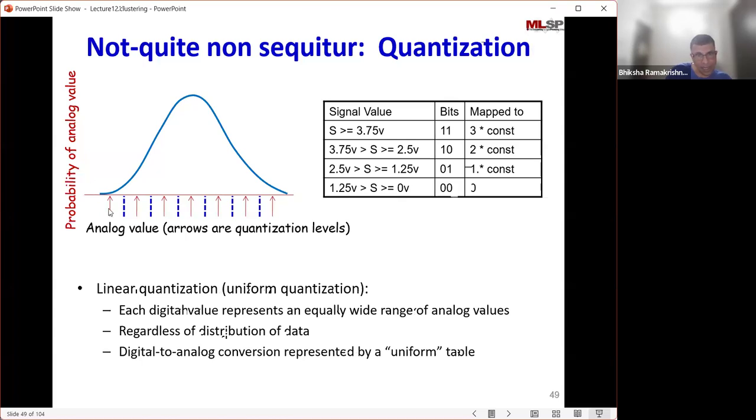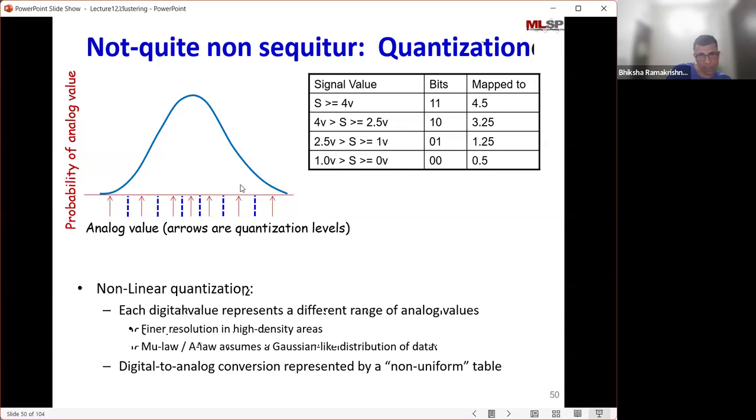Now, the problem with this is that it ignores the actual distribution of the real valued data. In most real life, the real valued data would have a distribution of this kind, where some values are much more common and other values are rare. And this kind of representation is giving equal weightage to errors in the more probable regions and errors in the less probable regions. So a non-uniform quantization of this kind, where the bins in the high probability regions are smaller and the bins in the low probability regions are wider, is going to give you lesser overall error.